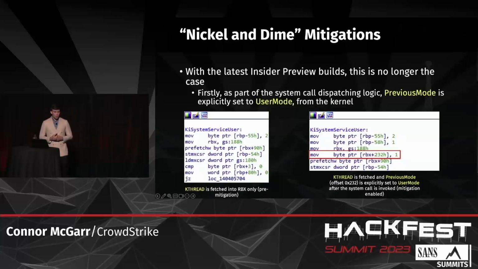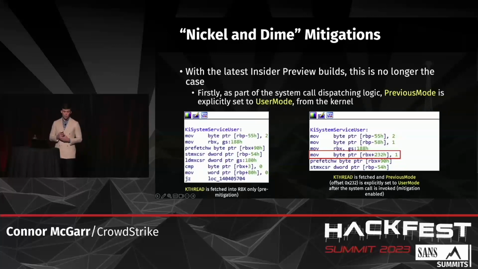With the latest insider preview builds, this is no longer the case. Every time a system call is dispatched from user mode, KiSystemService obtains the thread, which is located at the GS segment register at offset 188, before that outlined red screenshot.